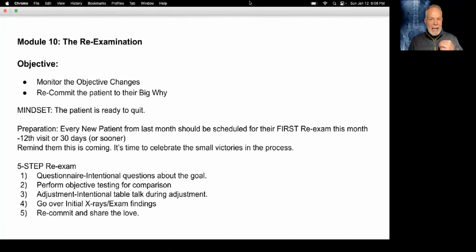But number two, and I argue that this is even more important, it is a recommitment for that patient about why they started care in the first place. Because remember, the first re-exam should happen ideally before the end of the first month. So at the 4 week mark, so 28 days into care, or by the 12th visit, whichever comes first. So if that 12th visit comes faster than the first month, then that re-exam should happen then. But that's the time to do the re-exam.